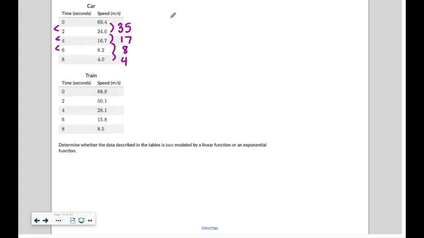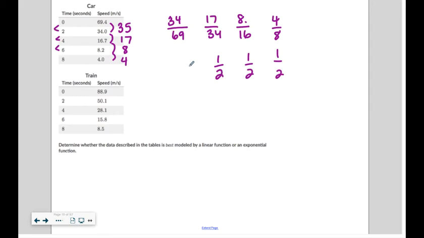But what I can say is 34 over, I'm going to round here, 69, 17 over 34, 8 over 16, I'm going to do it like that, and then 4 over 8. I can see these are all going down by a ratio of almost close to a half. So this would be an exponential model. And think about that. If I multiply 8.2 by a half, I'm going to get about 4, right?